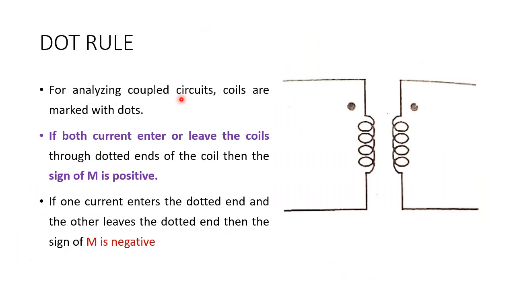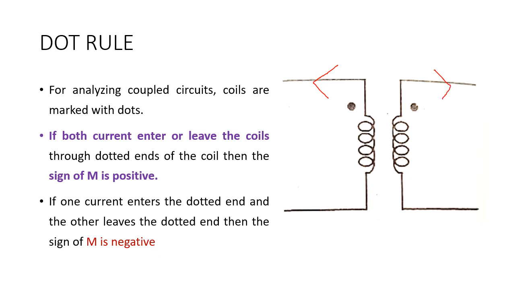For analyzing the coupled circuit, we are going to follow the dot rule. So what is the dot rule? Let's assume that the current is flowing like this. The current enters the coil through the dot, and here also the current enters the coil through the dot. Both currents enter the coil through the dot. At that condition, M is positive. Now let's assume that the current is flowing like this.